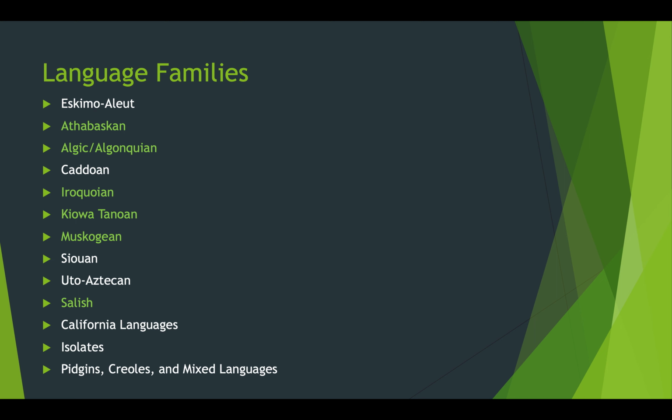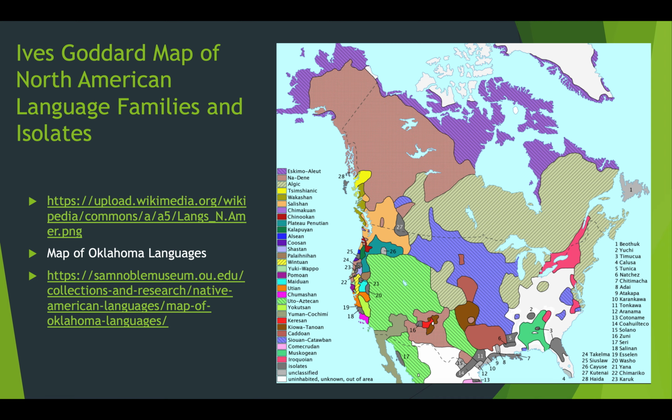Then I have listed isolates. These are languages that don't belong to a specific language family. And then I have listed pidgins, creoles, and mixed languages. And these are different types of languages that don't really fit into a language family or an isolate category. We'll have separate presentations about isolates, pidgins, creoles, and mixed languages, different PowerPoint lectures where we'll talk about those.